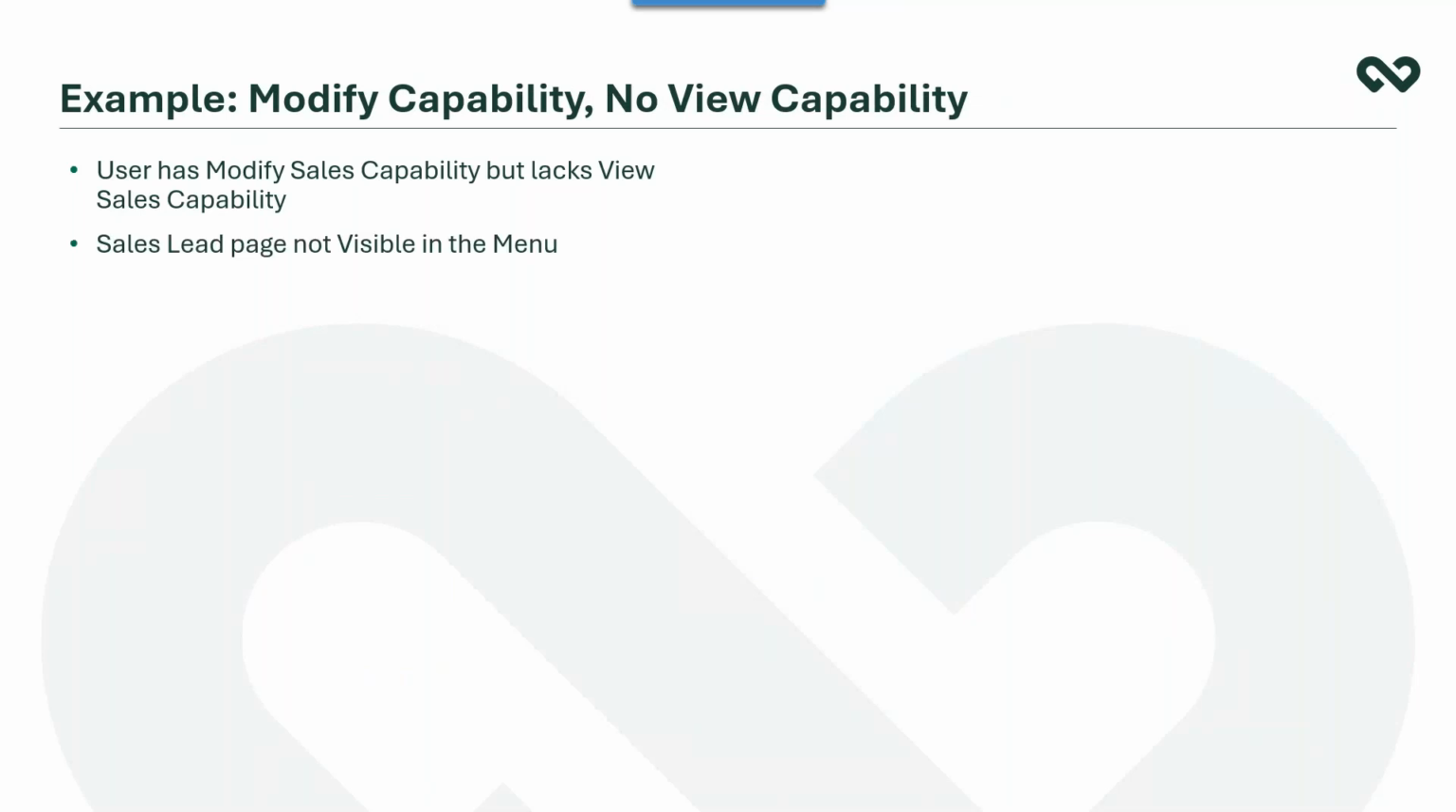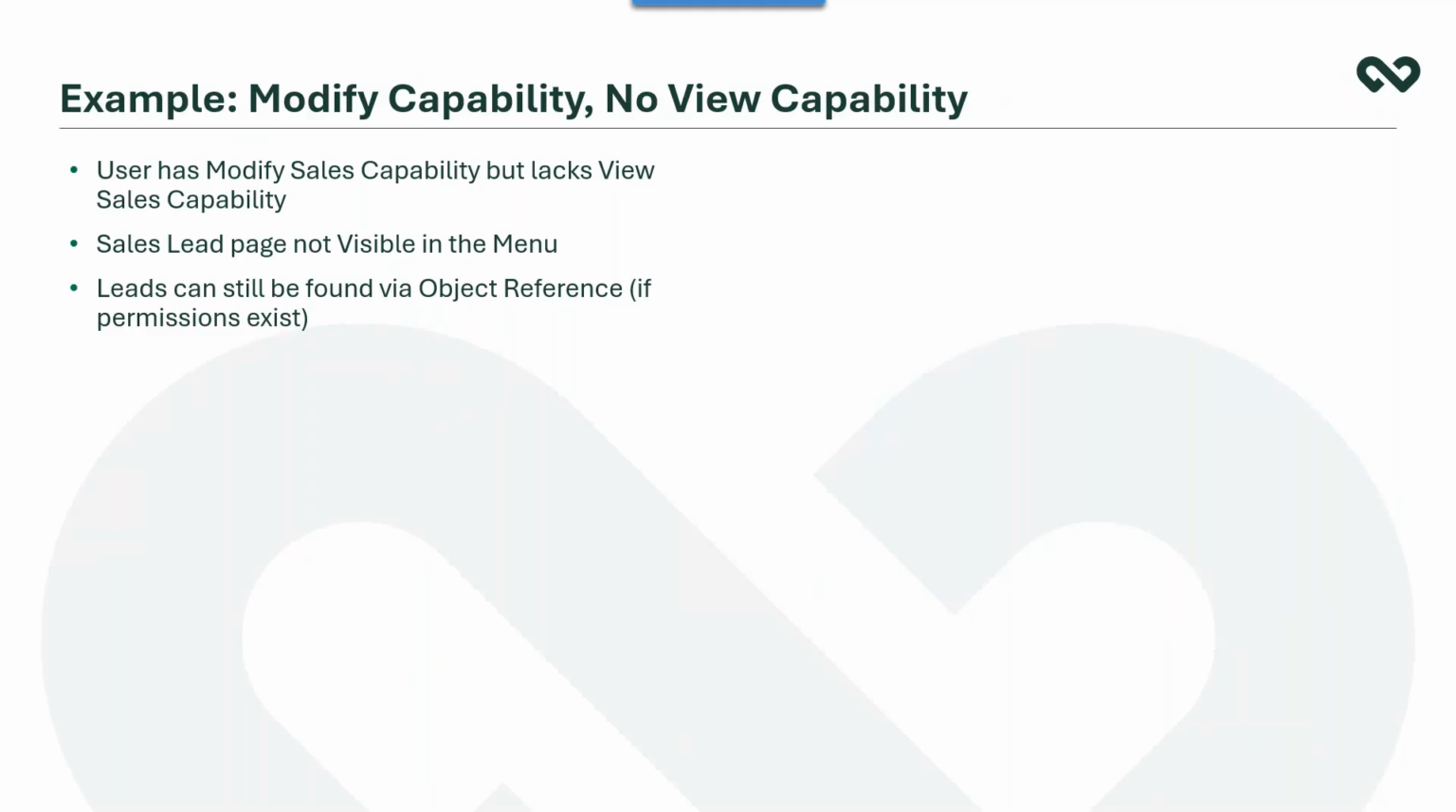Now, let's move on to the next example. In this scenario, the user has modify sales lead capability, but does not have the view sales lead capability. Here's what might happen. The sales lead landing page will not appear in the menu structure. However, the user can still search for and find leads using the lead object reference, as long as the user has the read or read and modify permission for that specific record.